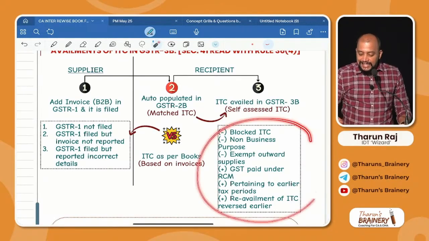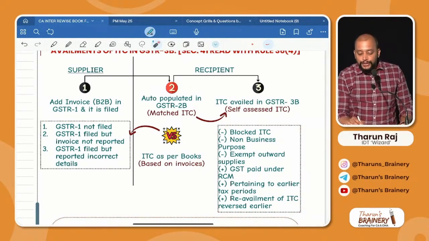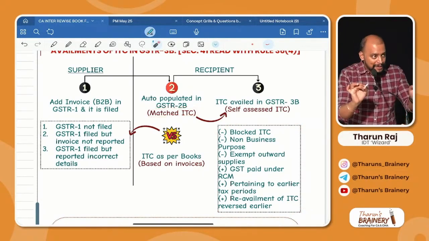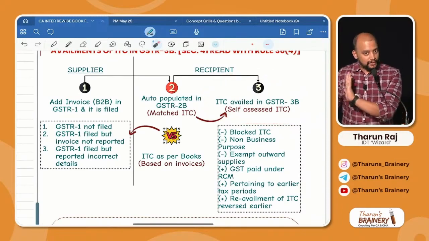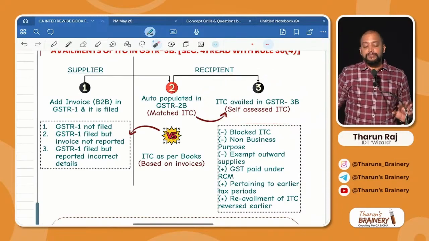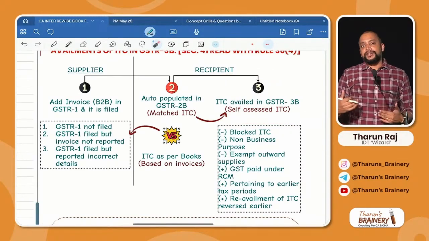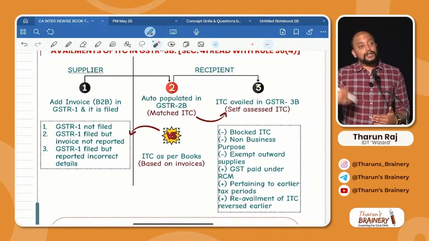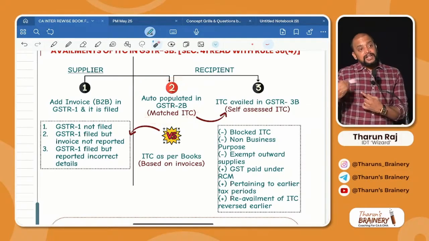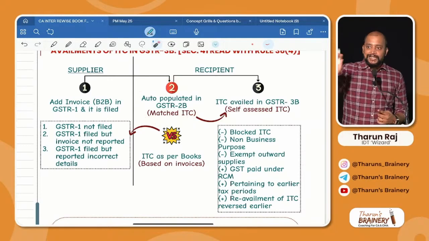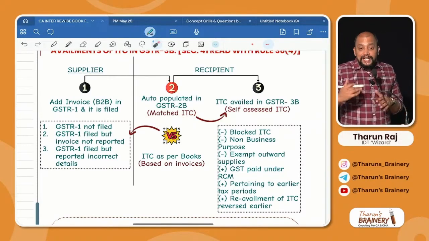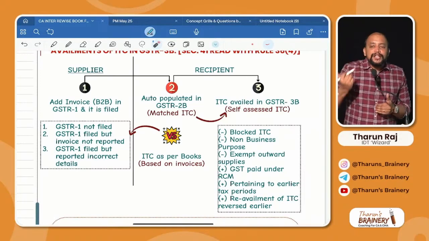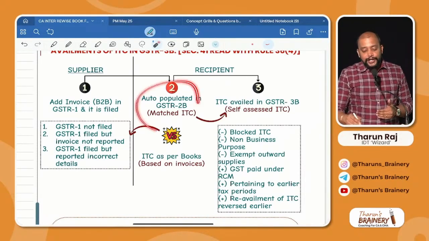These adjustments, 6 adjustments we need to make to the ITC reflected in 2B, then you will get ITC as per 3B. Got it? And this much only can be taken as credit. Now my question is, why will it not come in 2B? You purchase and you have it in the books, but why will it not come in 2B? What could be the possible reason why it will not come in 2B?